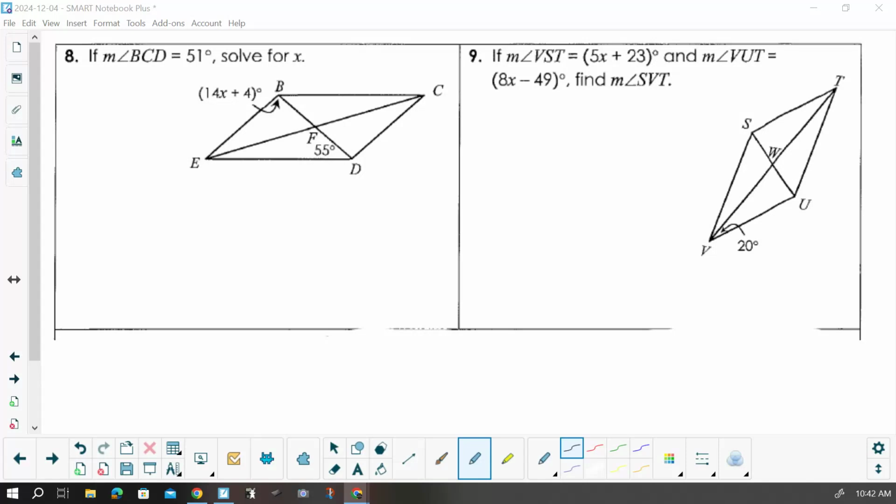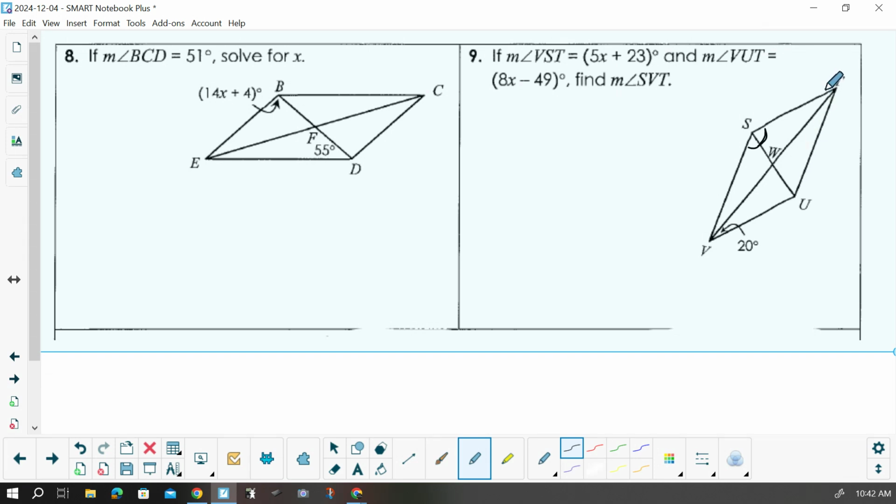All right, we're going to hit question number 9. First it says here VST is this. So let's find out where VST is. VST, now that's this whole big angle right here, right? This whole big angle is 5x plus 23, okay? And then the other one it gives me is VUT.